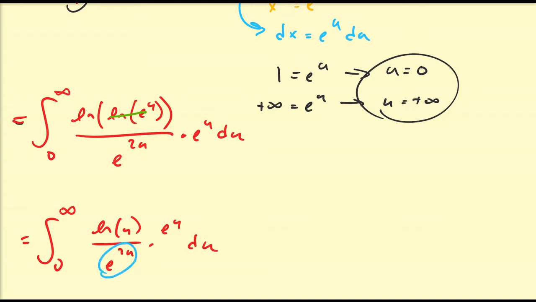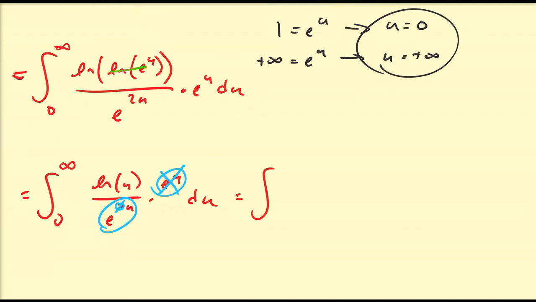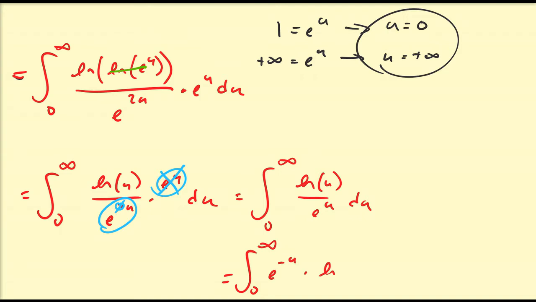So we have two exponentials on the bottom and one exponential on top, so that's going to cancel with one of those. Now we're just left with the integral from 0 to infinity of the natural log of u divided by e to the u du, which we can write in a more familiar fashion, namely the integral from 0 to infinity of e to the minus u times the natural log of u du, which we know is the negative of the Euler-Mascheroni constant. So that would be the answer.